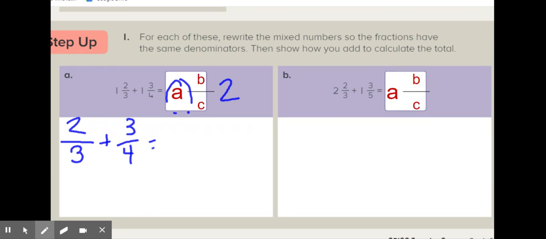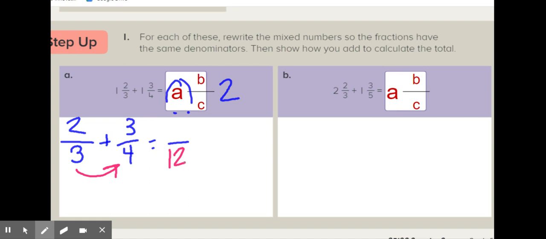And like I said, I was going to do a quick multiply. The first step in a quick multiply is to multiply the denominators together. So then I would get 12. 3 times 4 is 12.